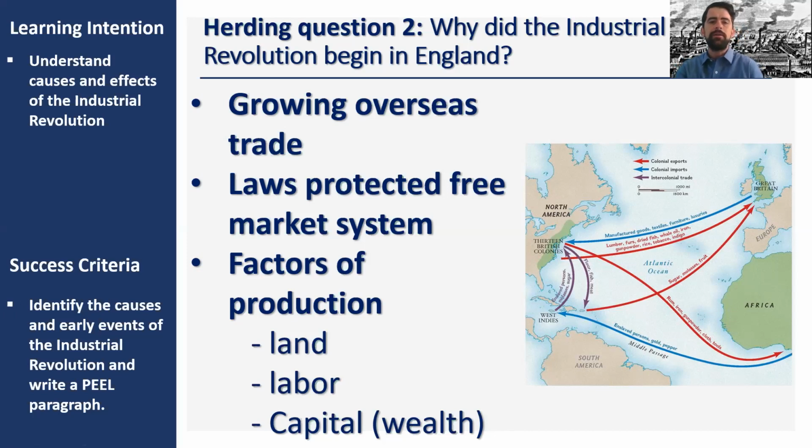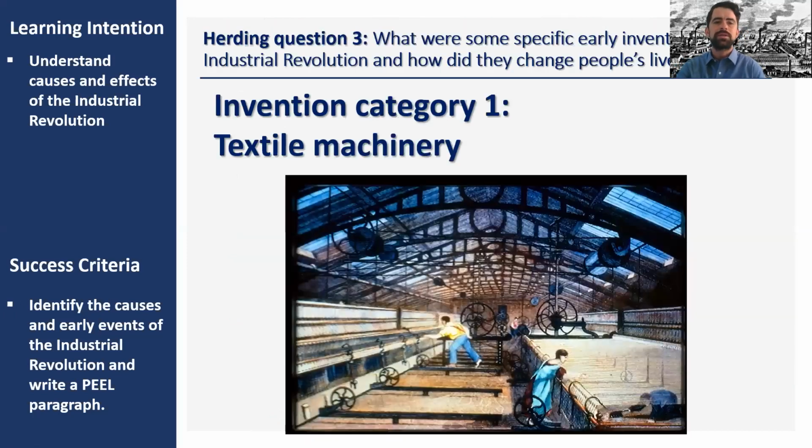Okay, so moving on, we're going to now do reading question number 3. What were some of the specific inventions of the Industrial Revolution and how did they change people's lives? We're going to do a few different categories.